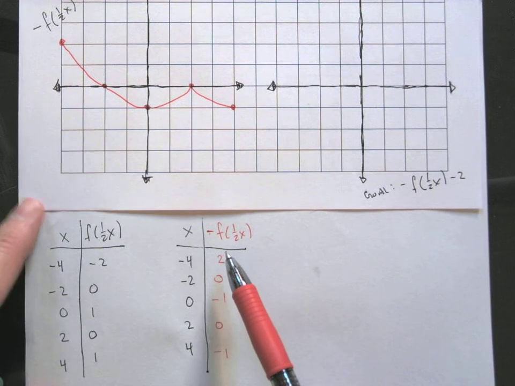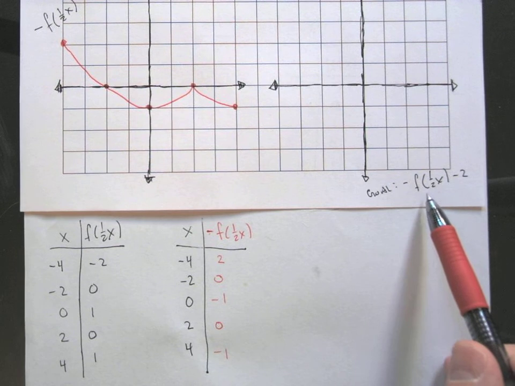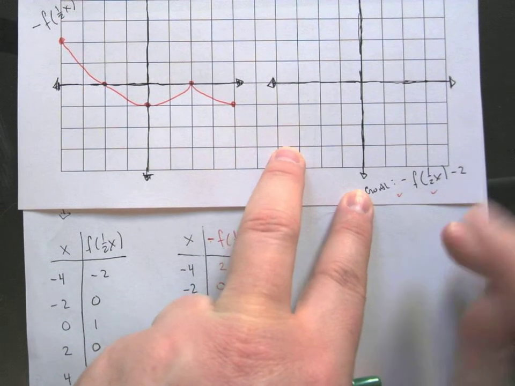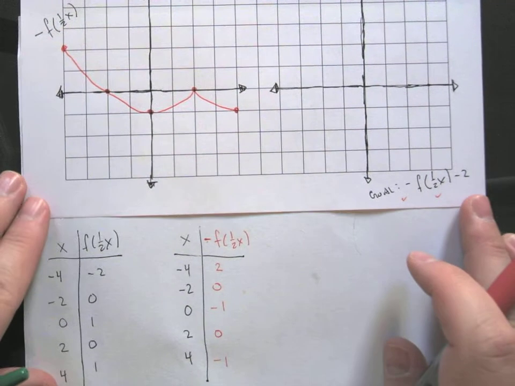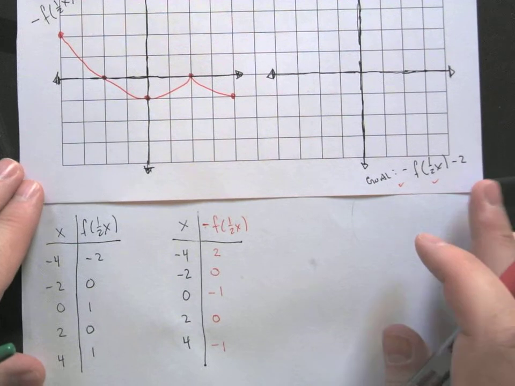So the third translation to get us to our goal, negative f of 1/2 x. So we have the negative here, the 1/2 x here. We need to do this minus 2 on the very, very end. That's going to affect the y values again.